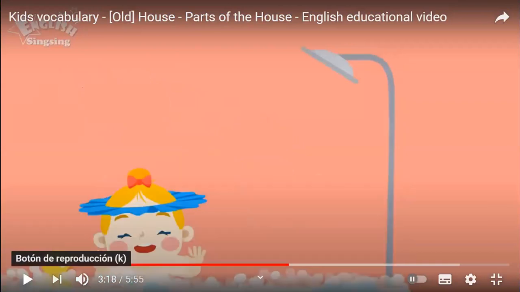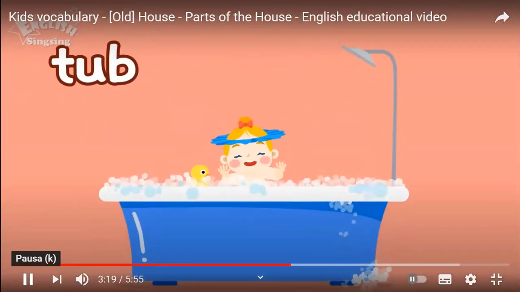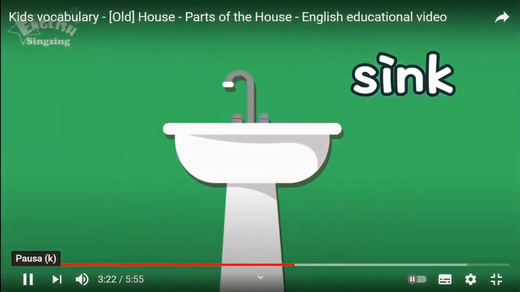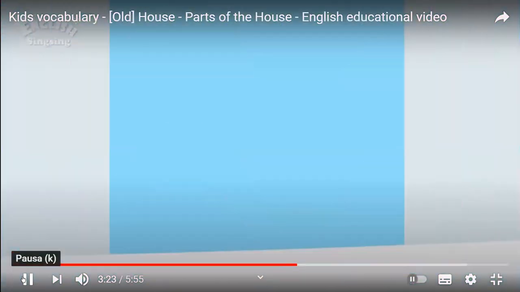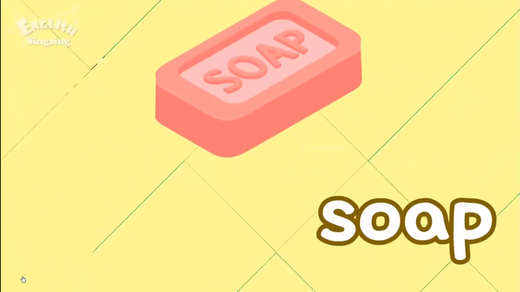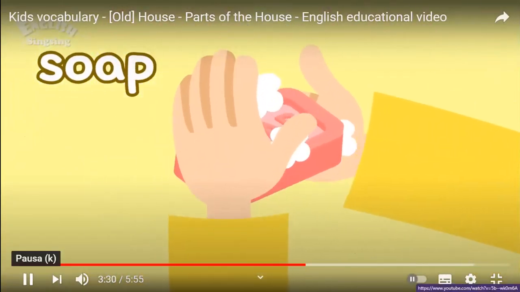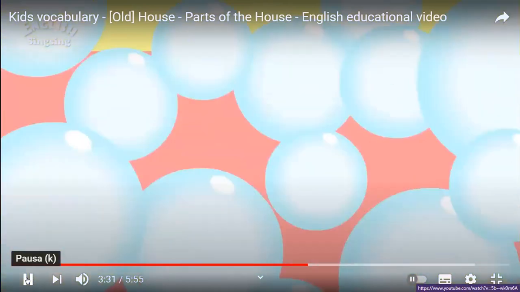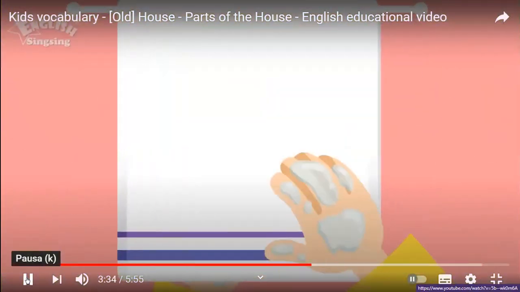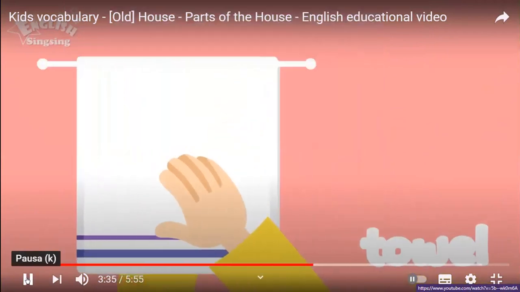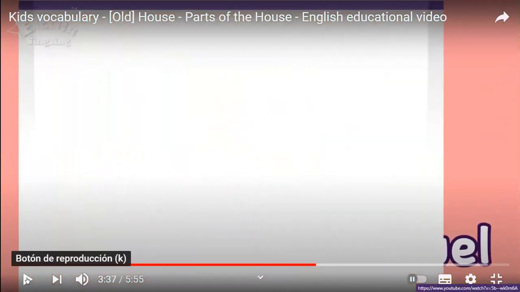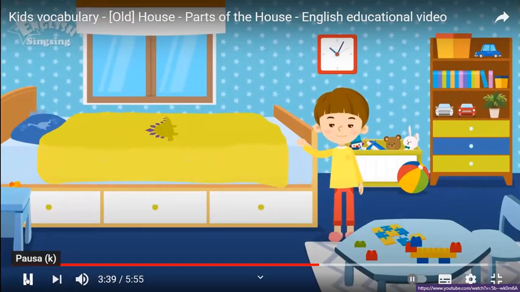Tub. Yes. Sink. Sink. Soap. Listen. Oh, soap. Soap. Very good. Soap. Towel. Towel. Towel.